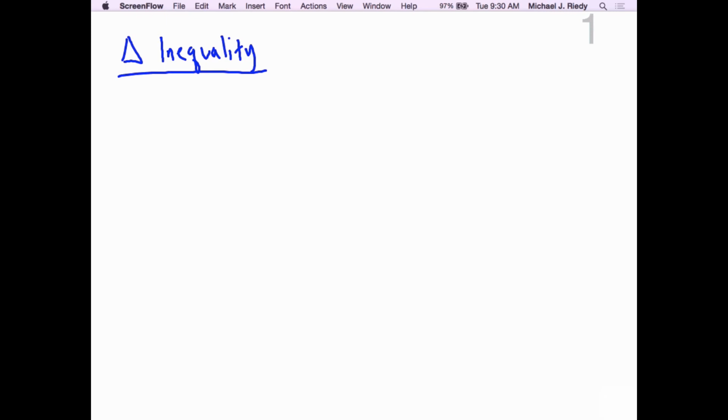There it is, triangle inequality. Okay, so we've dealt with triangles, we've talked about different triangles, we've proved triangles congruent. Now we're going to talk about inequalities, which means obviously they won't be equal. The triangle inequality is a fairly simple theorem.